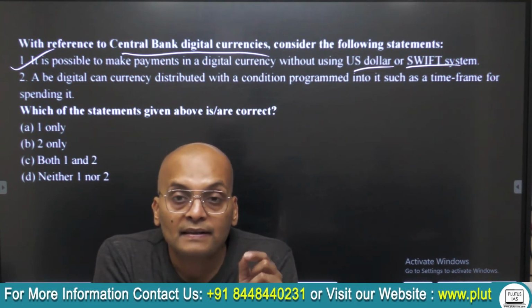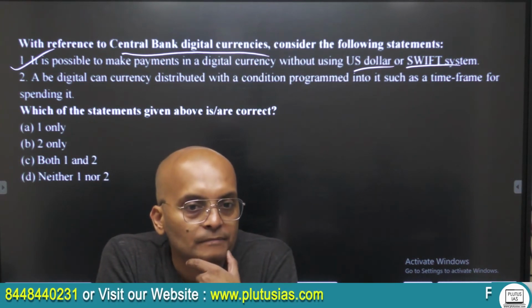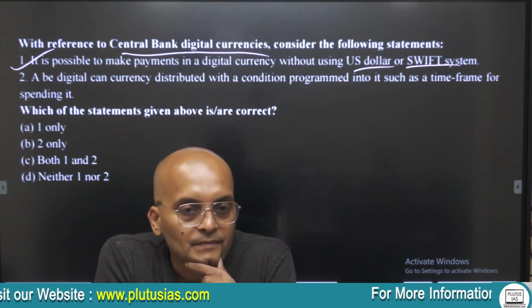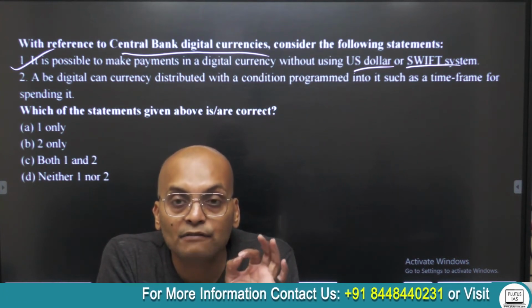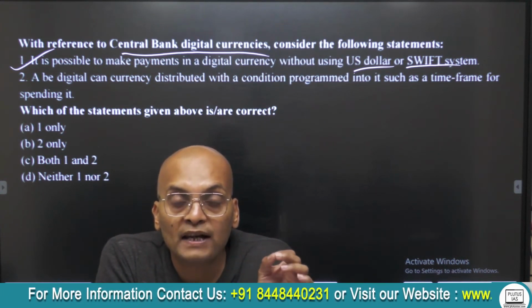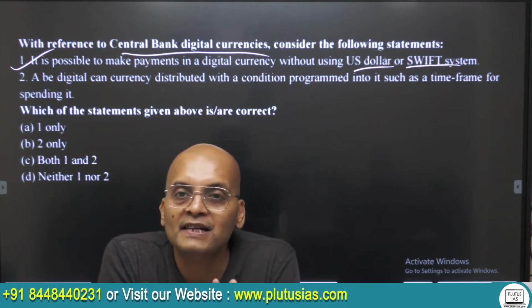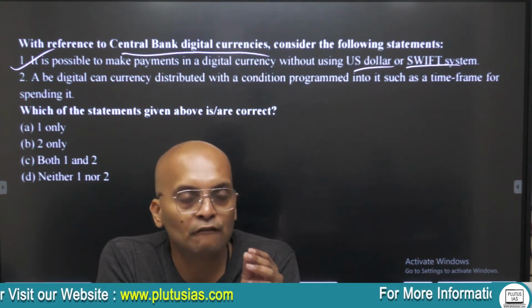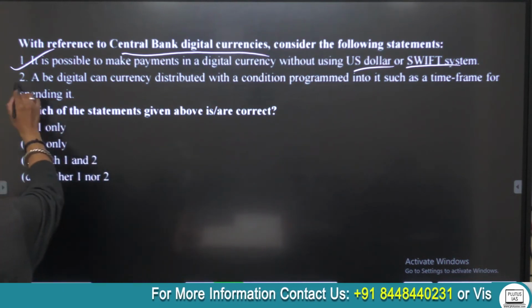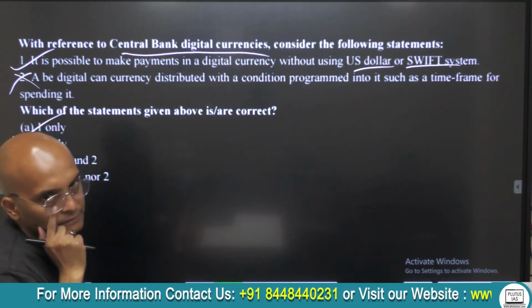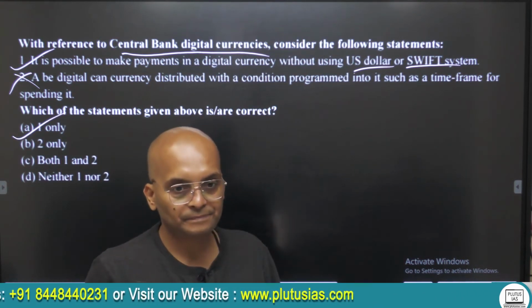Time frame means that after a certain period of time, your currency will expire. You cannot use it. Till now, several countries have launched CBDC, and CBDC with a time frame is only valid with yuan, not in rupee. So the second statement is wrong. You can use CBDC without any time frame. Your money won't expire. Clear? Okay. Moving on.